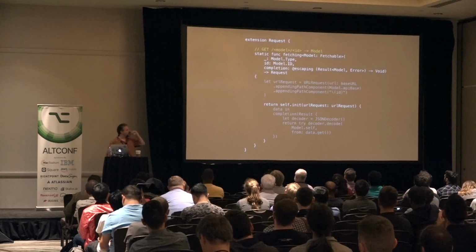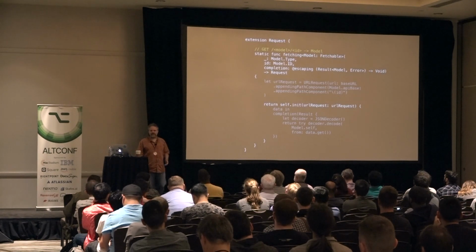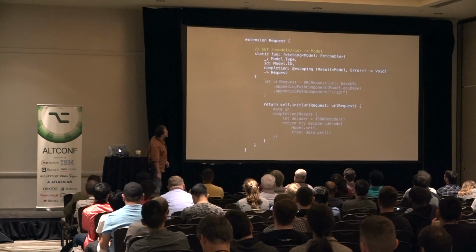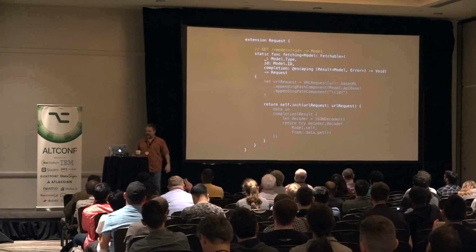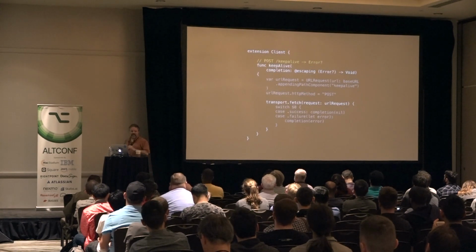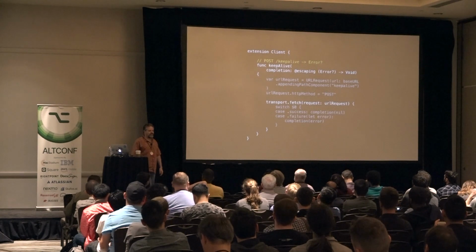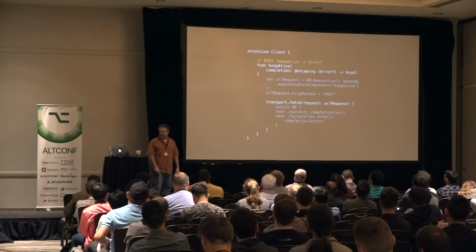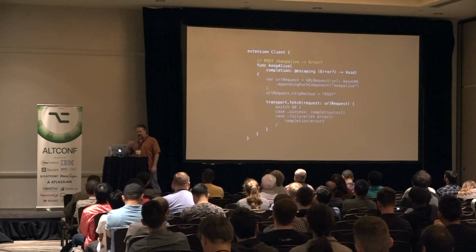You'll notice there's no associated types here. There's no protocols. It's just functions. It's just structs. And the struct's not even generic. I mean, requests aren't generic. They're just straight up structs. It's exactly the same pattern.